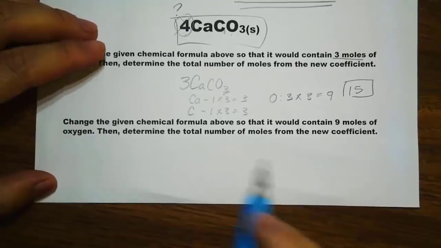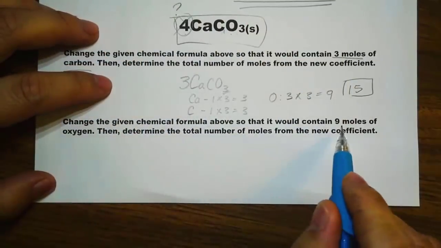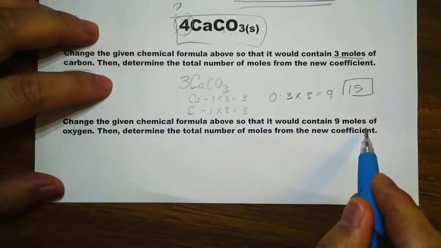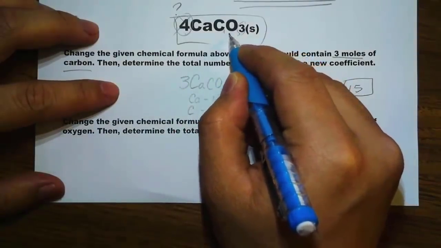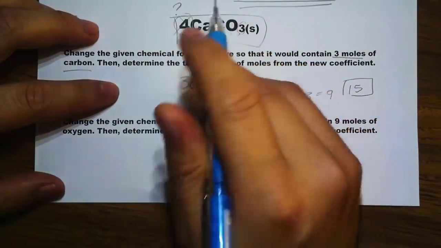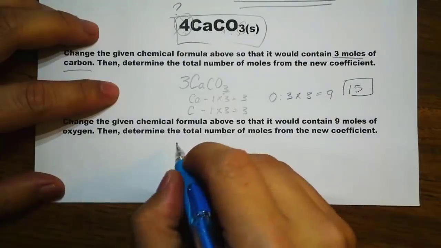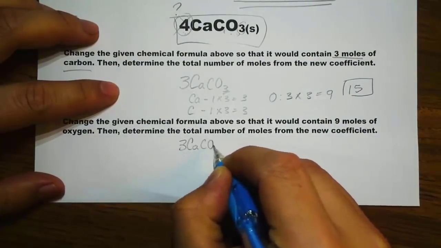Let's try another problem. Change the given chemical formula above. Change this again, okay, so that it will contain 9 moles of oxygen. And if we look at this right here, that 3 right there tells us there are 3 of oxygen. So how many of the 3 oxygen do we need to give us 9? Of course, that would be 3. So 3 CaCO3.